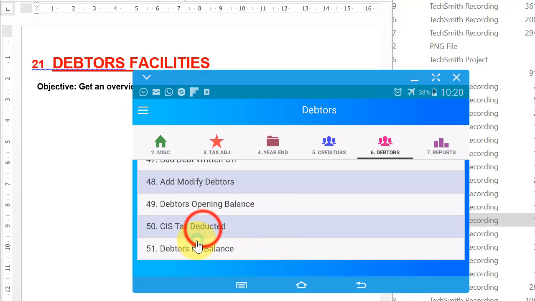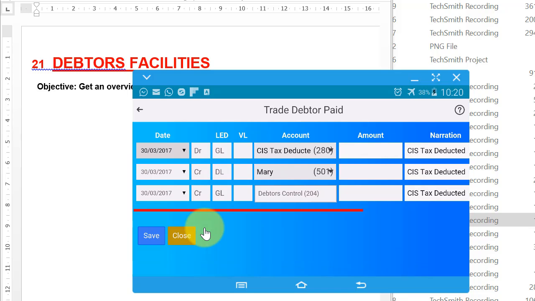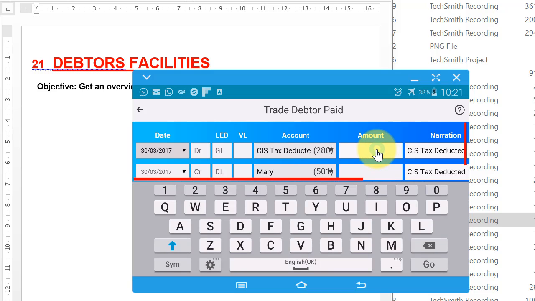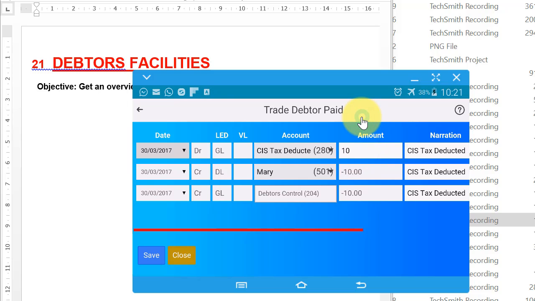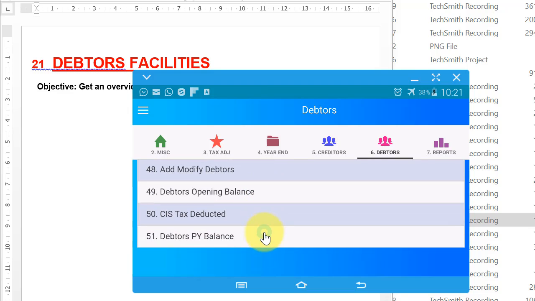So instead of paying the business an amount of 50, the business receives only 40 pounds, and the £10 is paid straight to the Revenue Authority. So out of a debt of 50, we receive the 40, the 10 goes to government, and it's recorded as a tax paid in advance. So this should be the form to use for that. And then finally we've got the debtor's previous year balance. In case there was a debtor's balance at the end of the previous financial year, and we need to compare that, then this is the form to use.